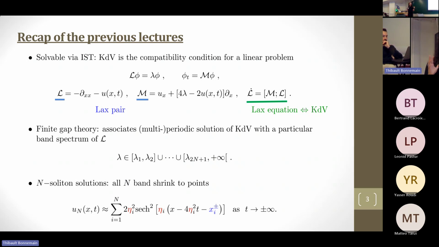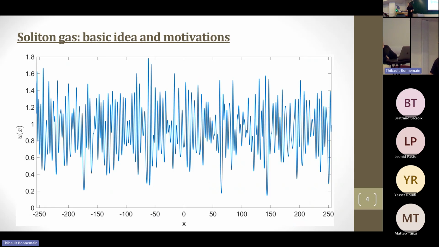Okay. So it's a bit of an oversimplification, but you can think of solutions to the KdV equation that are defined on the whole line as finite gap solutions, and solutions that decay quickly with space as n-Soliton solutions. So that's probably the main difference. Right. So given this n-Soliton solution, what do we mean by Soliton gas?